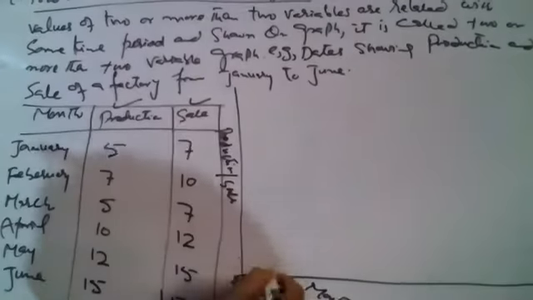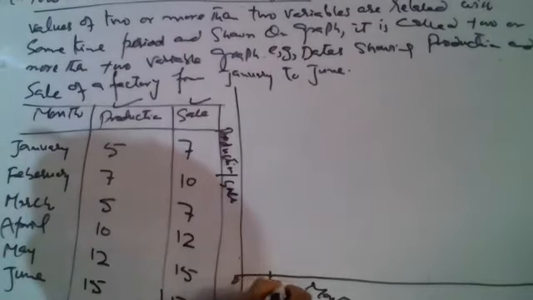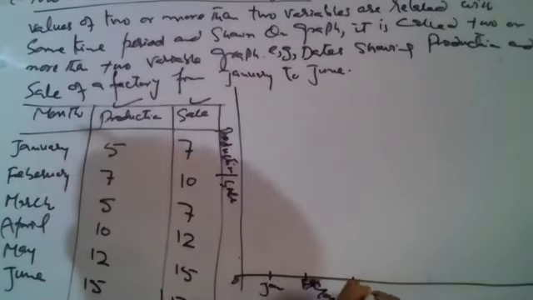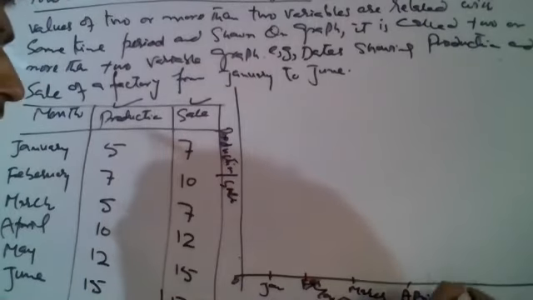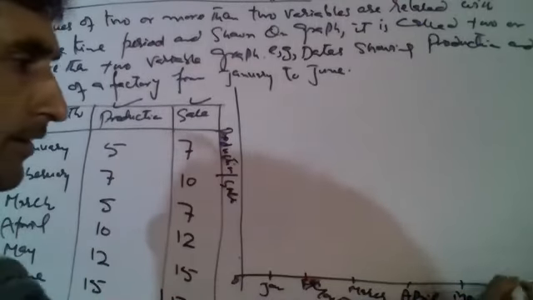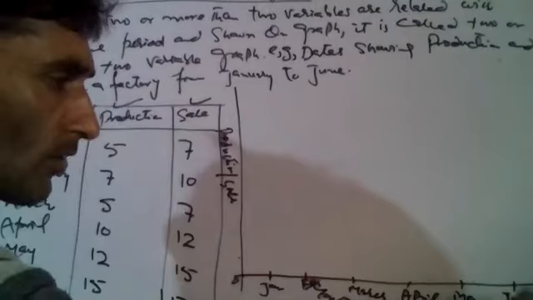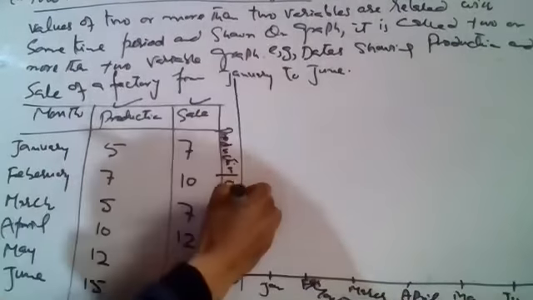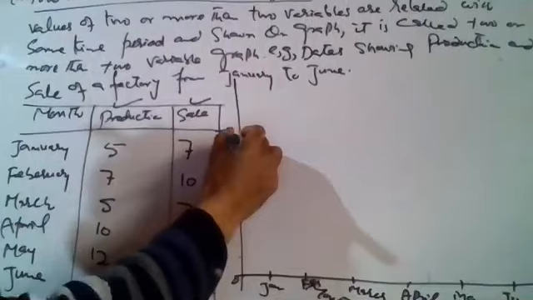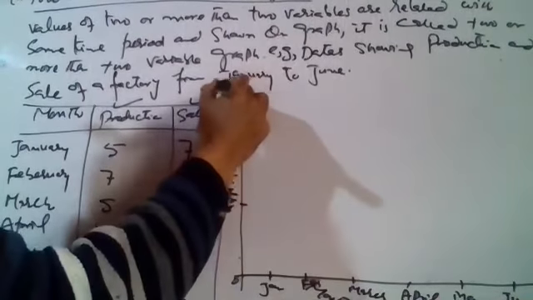This is called time, and these are the time components. Components of time: January, February, March, April, May, June. 5, 10, 15.